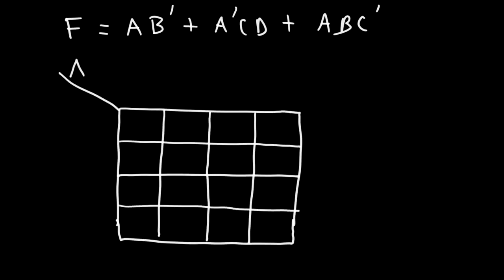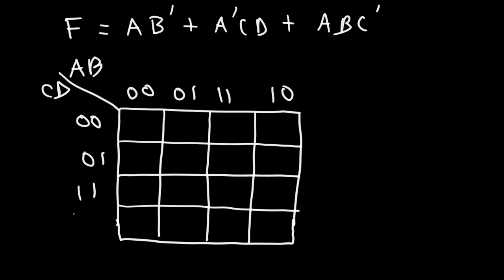So let's put the letters AB on top and CD on the bottom. So AB could be 0, 0, 0, 1, 1, 1, and 1, 0. And the same is true for CD. Now, let's focus on AB prime.